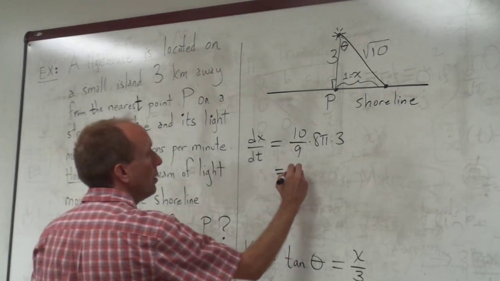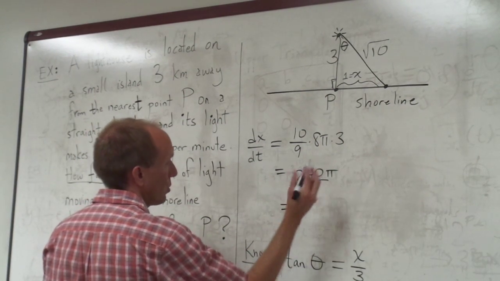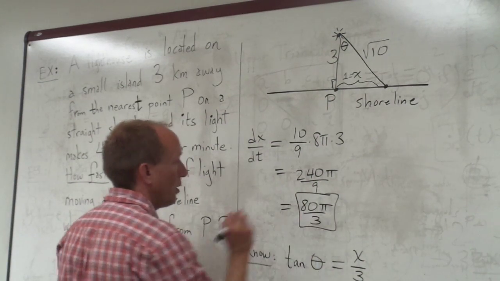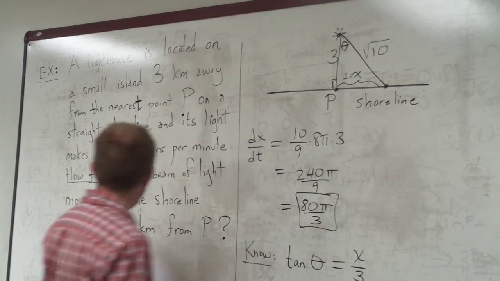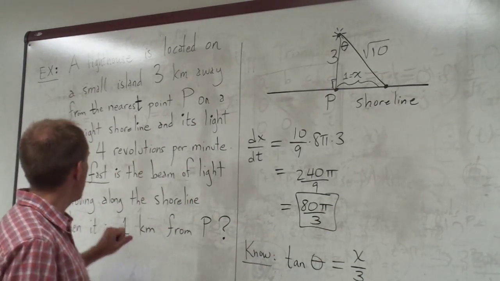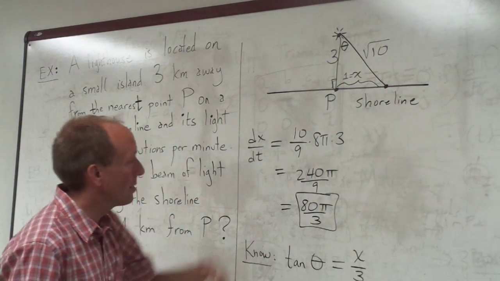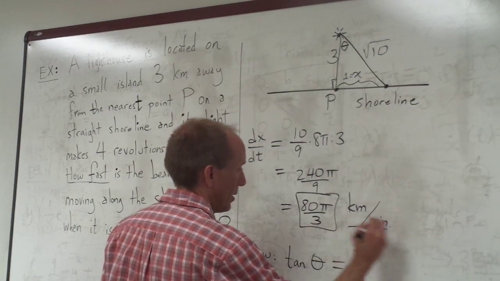240 pi over 9, which we could reduce, if we wanted, by dividing 3 by 3. 80 pi over 3. And that would be in what units? You have to come back and remember this is dx/dt, so that's the rate of change of the distance along the shoreline with respect to time. So that would be in kilometers per minute in this case.